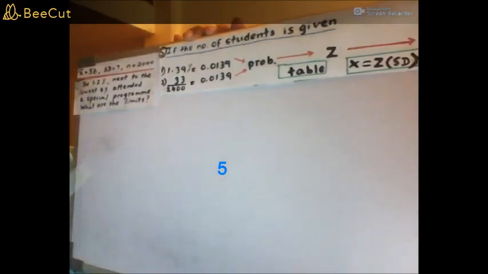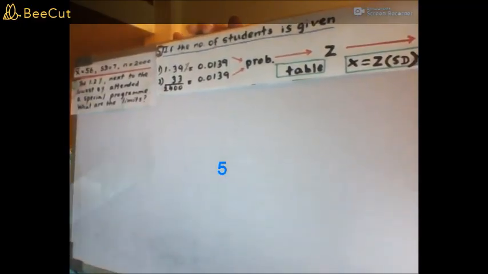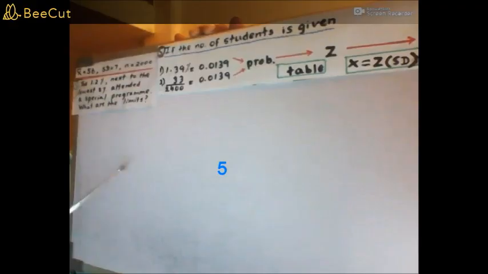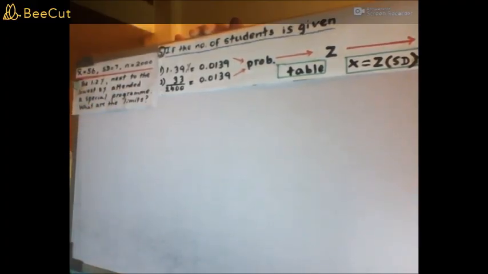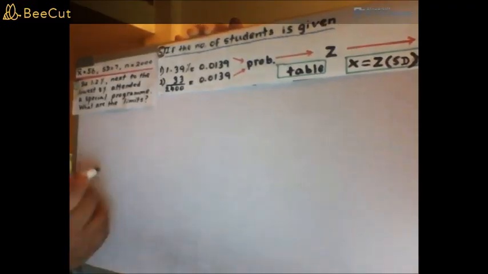Right, now this is the last problem I am going to do under this topic if the number of students is given. Question number 5. The 1.2% next to the lowest 8% attended a special program. What are the limits of that program? Right, marks. So draw the curve.